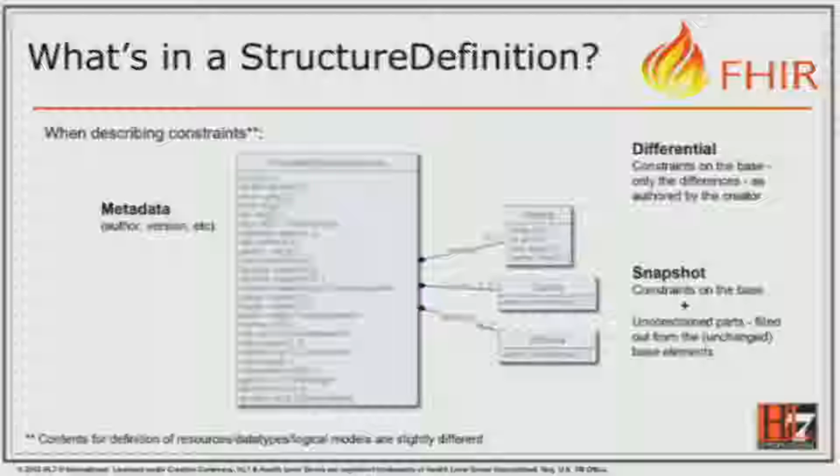So authors of structure definition can choose to either only populate the differential, or populate the snapshot and the differential, or the snapshot. You could, given the FHIR spec and the differential, of course, regenerate the whole snapshot yourself if you have the differences and the base. But there is a choice there.